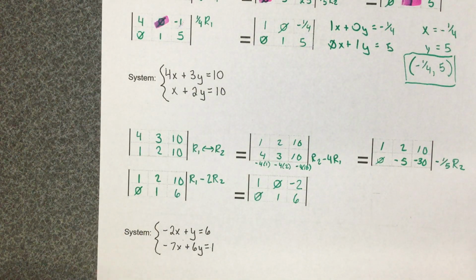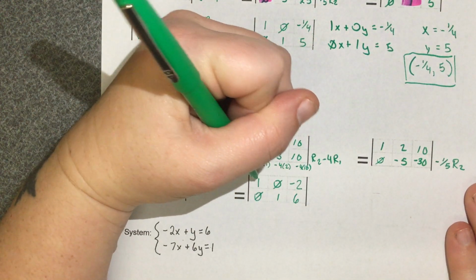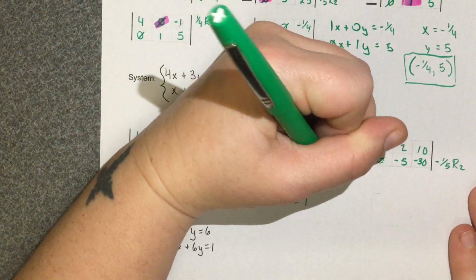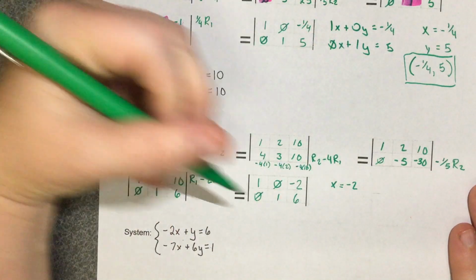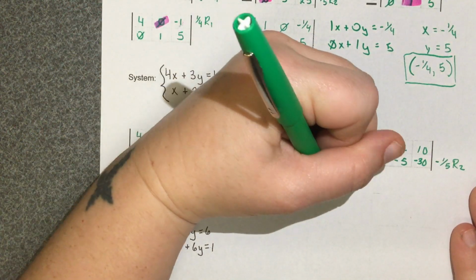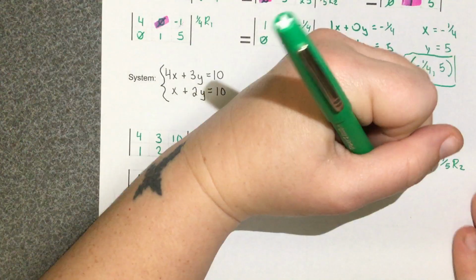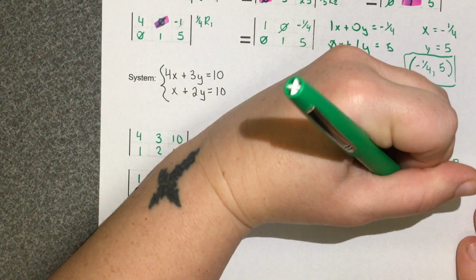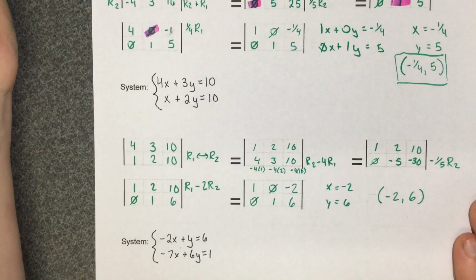And now I have reduced row echelon form, where I can now say that 1x is equal to negative 2, and 1y is equal to 6. So my solution is that.